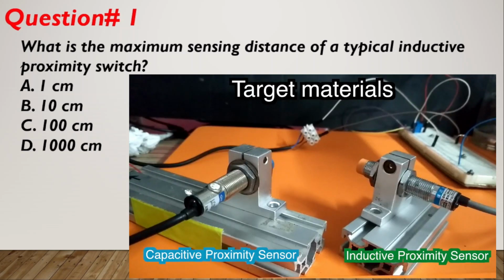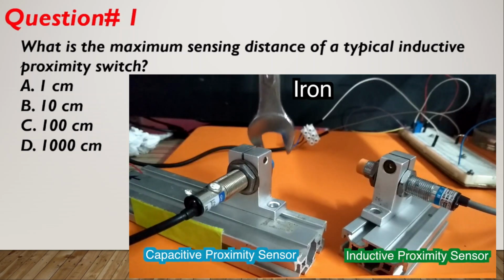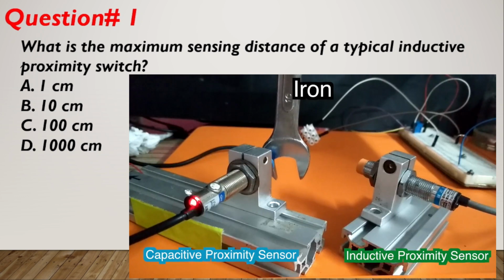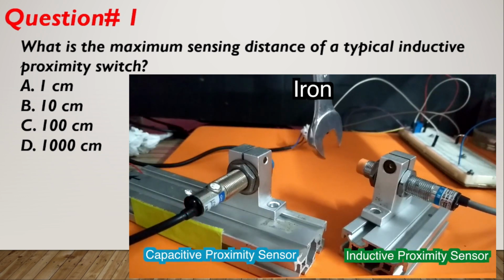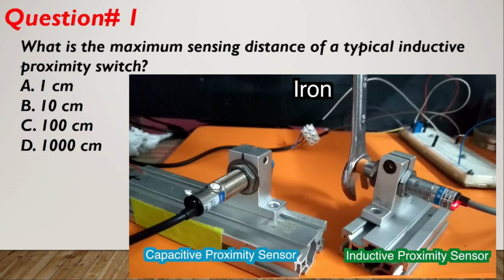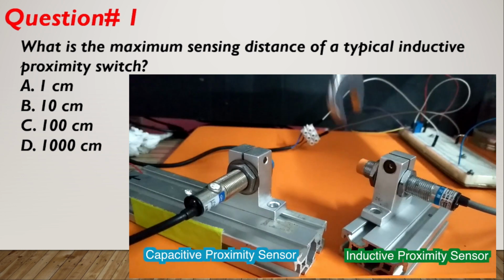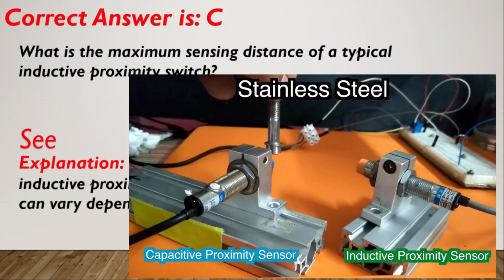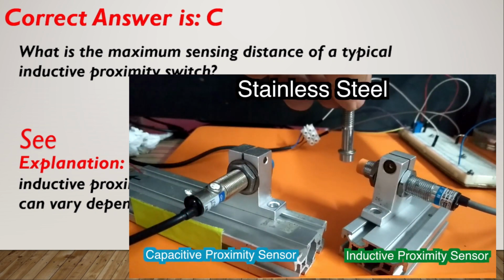Question number 1. What is the maximum sensing distance of a typical inductive proximity switch? A. 1 cm, B. 10 centimeters, C. 100 centimeters, and D. 1000 centimeters. Correct answer is C. 100 centimeters.